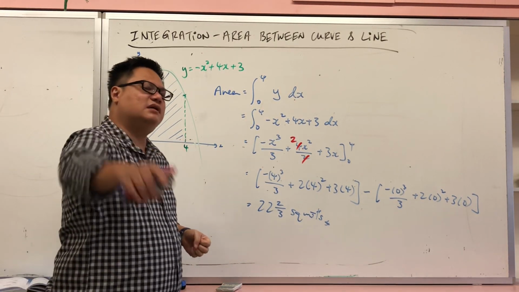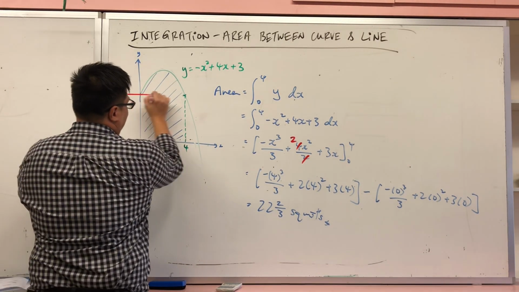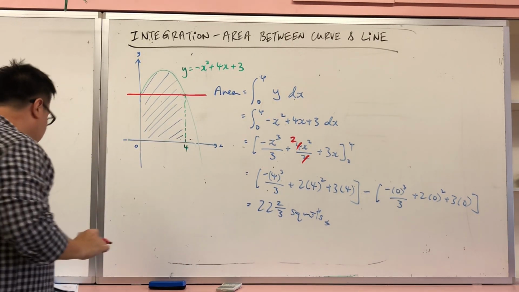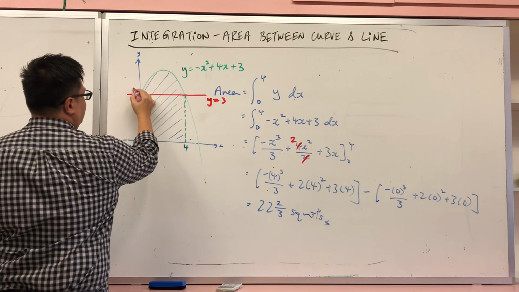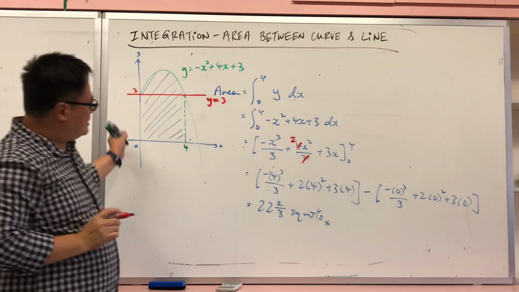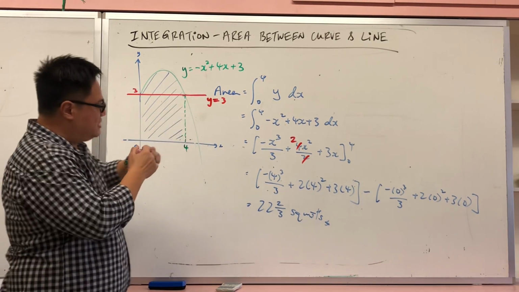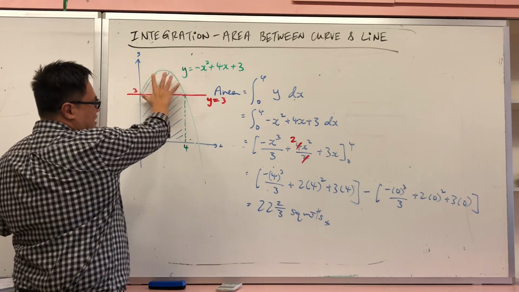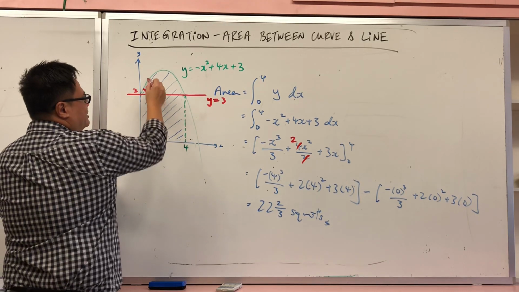Okay, what if Mr. Ng now introduces one straight line to you? What if I introduce one straight line here, directly across, let's say y equals to 3. So it cuts at 3. So we have a curve and now we have a straight line. So instead of finding the area of this entire region bounded between 0 to 4, Mr. Ng only wants to find the red color region.